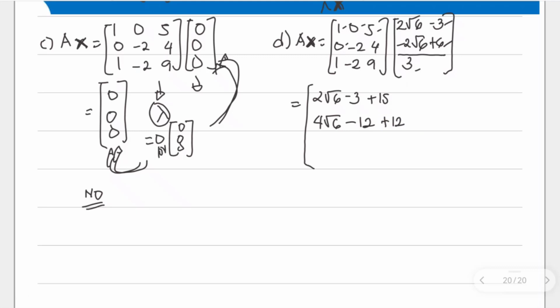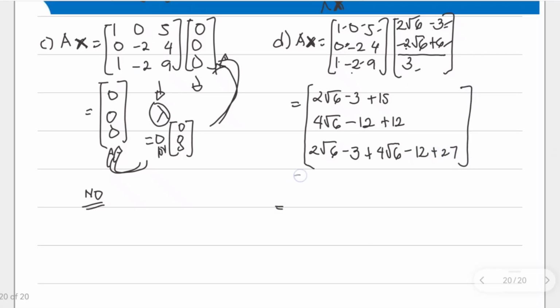Okay, again, let's do it again. 0 times this is 0. Negative 2 times negative 2 is positive 4. Negative 2 times positive 6 is negative 12. And then 4 times 3, which is 12. And finally, 1 times this, you have 2 square root of 6 minus 3. Negative 2 times that. So you will have negative 2 times negative 2 is plus 4 square root of 6, right? Negative 2 times negative 2, just like what happened earlier. Negative 2 times 6 is minus 12. Then 9 times 3, which is 27.